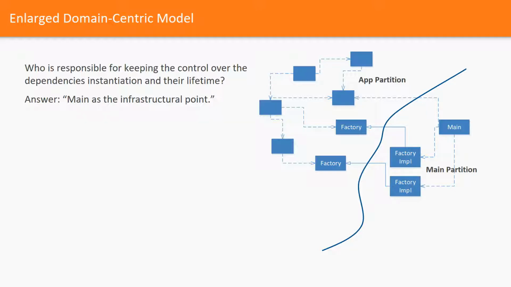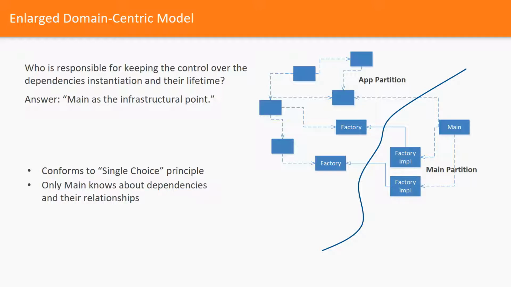And the answer is obvious. Any application starts from the main method. Developers often refer to main not as a physical entry point, but as an infrastructural point where all the relationships between dependencies should be set up. The idea of setting up all the dependencies in a single place, in main, actually conforms to the single choice principle that was discussed in the OCP section. Main is the single place which knows everything about dependencies and their relationships.